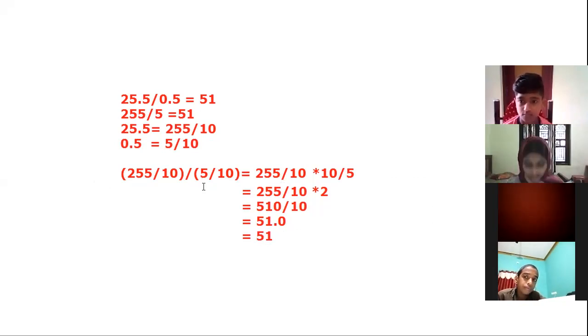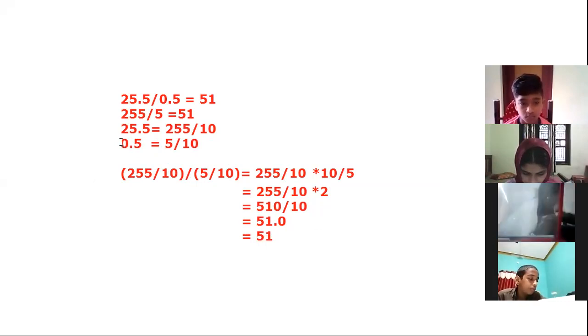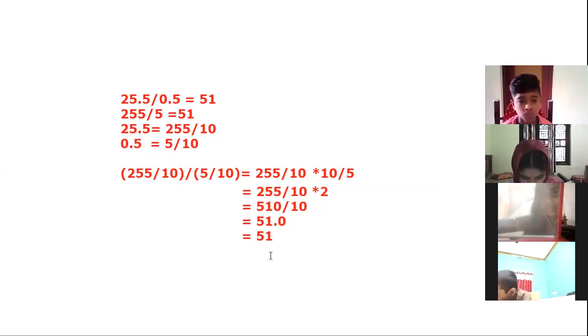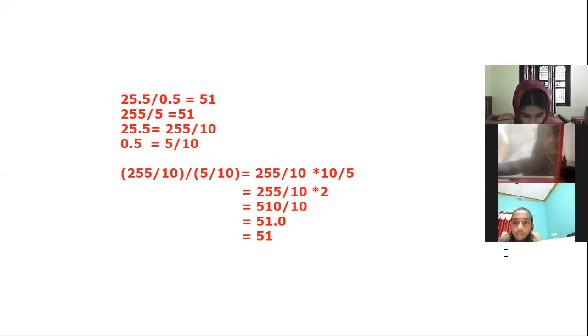Okay, then what is the value of 255 divided by 10? Here also we know that 255 divided by 10 is equal to 25.5 and 5 divided by 10 is equal to 0.5. So in both cases, we have got the value as 51.